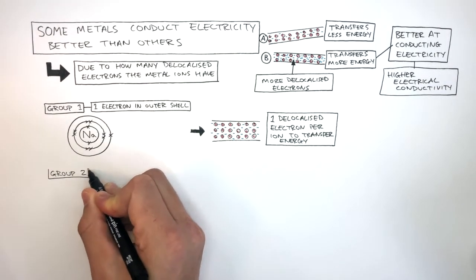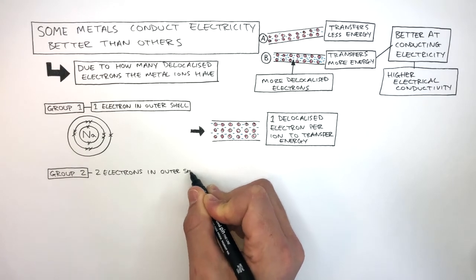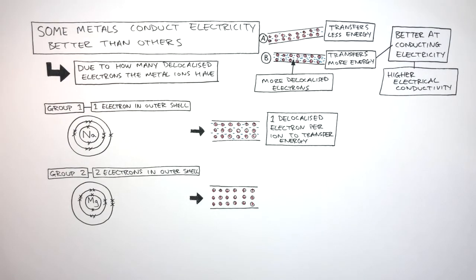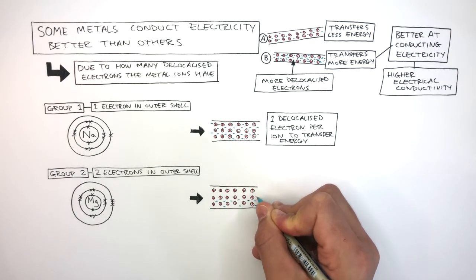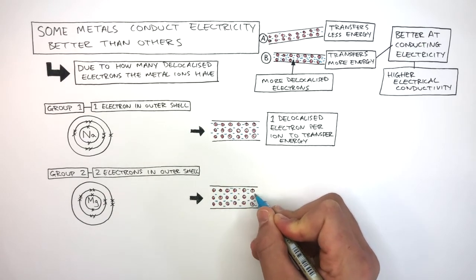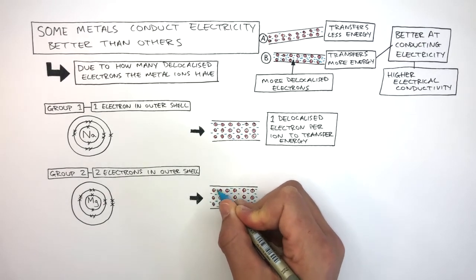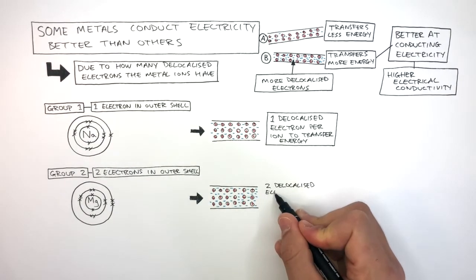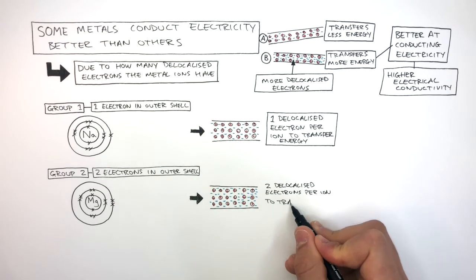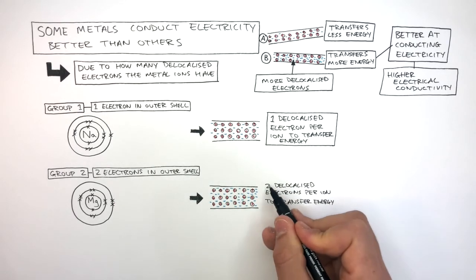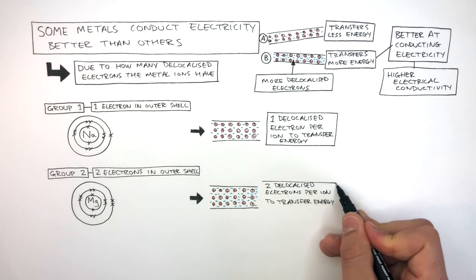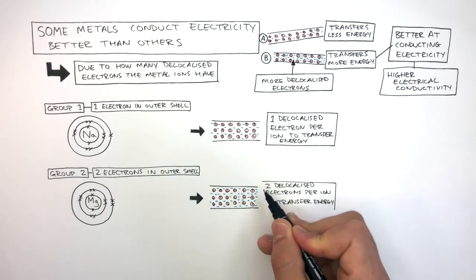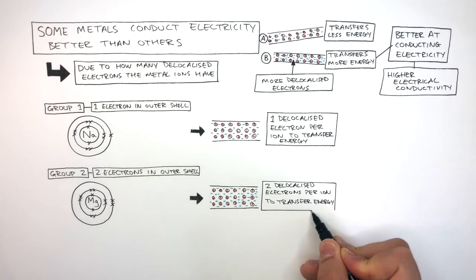Group 2 metals have two electrons in their outer shell. This electronic configuration of magnesium shows how it has two electrons in its outer shell. Here I am drawing two delocalized electrons per metal ion in this wire made of magnesium. Magnesium has two delocalized electrons per metal ion to transfer energy. Therefore, it has higher electrical conductivity compared to sodium, simply because it has more delocalized electrons.